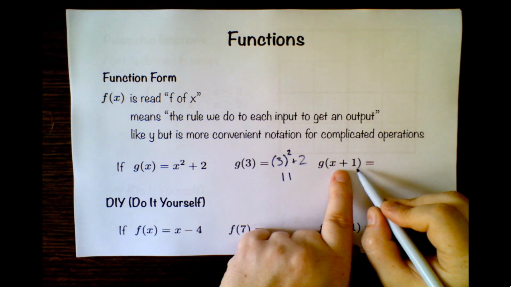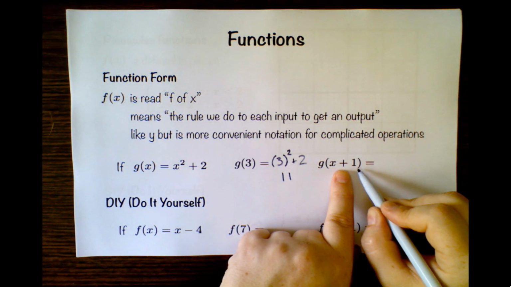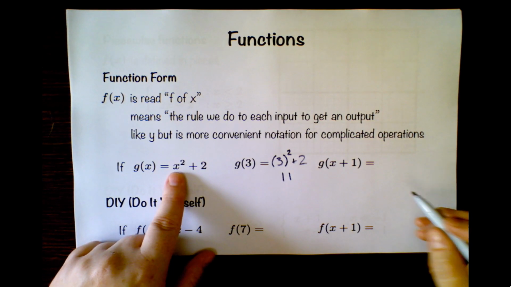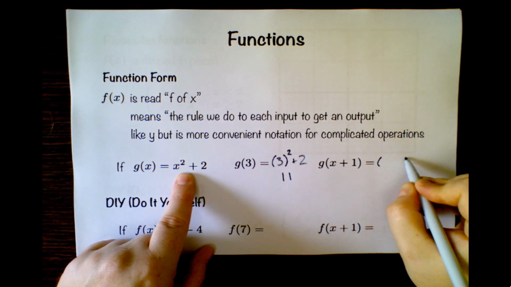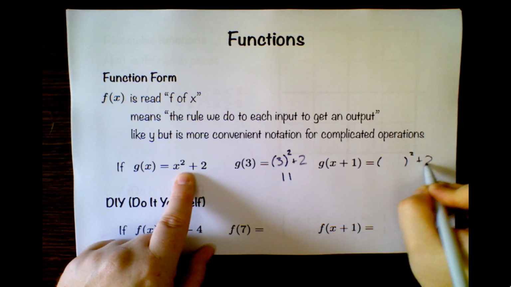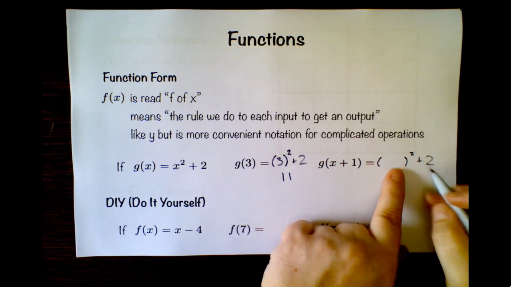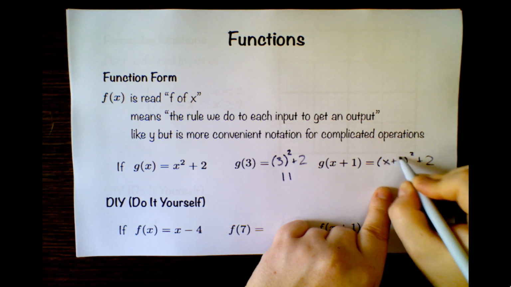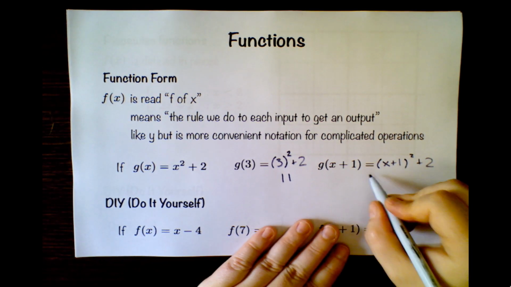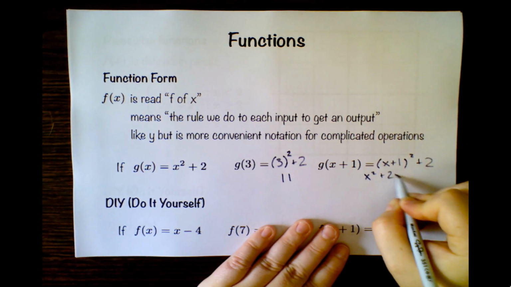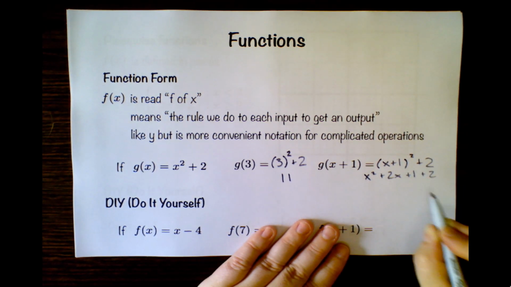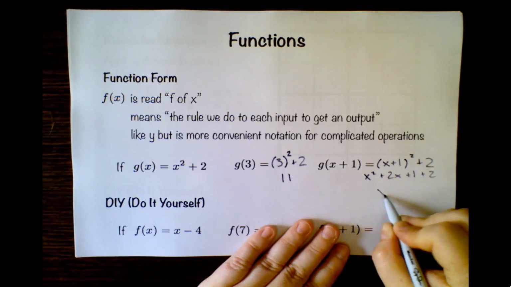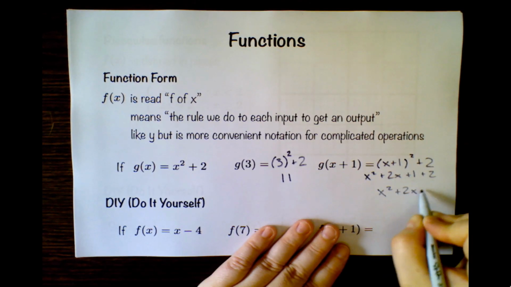Now what if x plus 1 is inside the parentheses? Same thing. I just write out x squared plus 2, but instead of x I put parentheses. And whatever's inside these parentheses goes inside those ones. So x plus 1. x plus 1 squared is x squared plus 2x plus 1. And I still have that plus 2. So when I combine my like terms, I get x squared plus 2x plus 3.